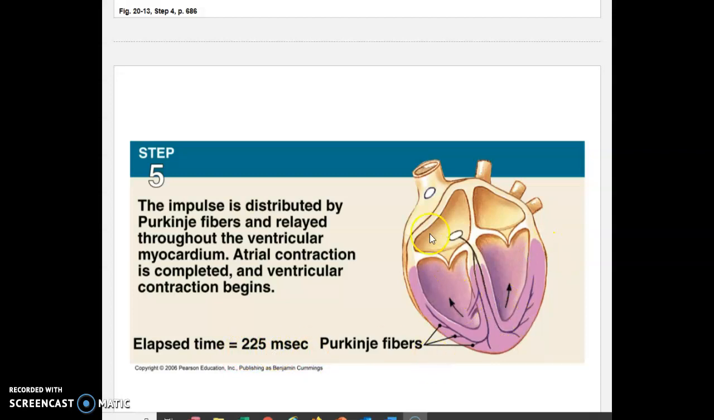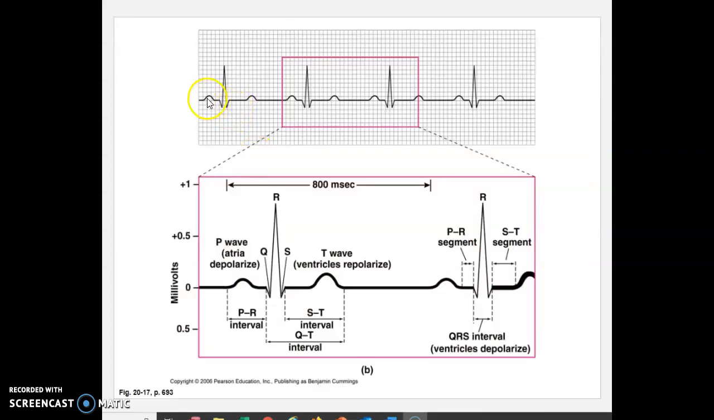So that means that the rest of the time in the second before we start again will be everything going through a repolarization and relaxation phase. Here we see our EKG or ECG wave tracing.